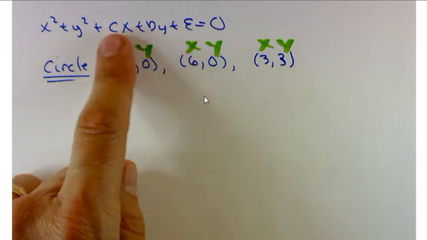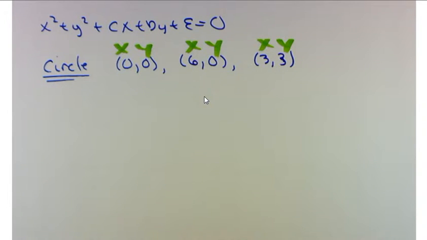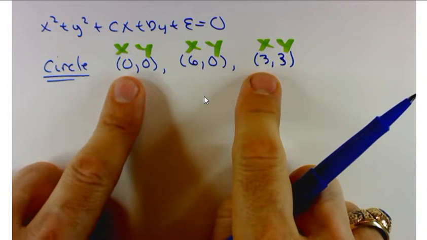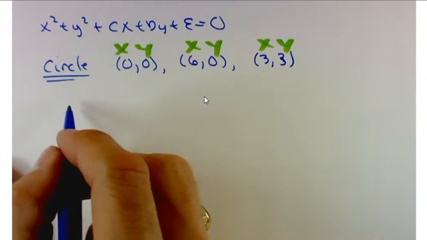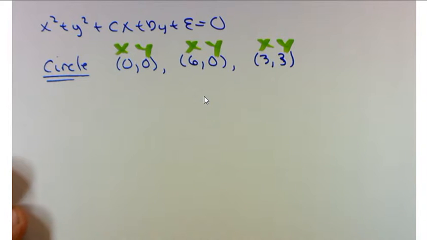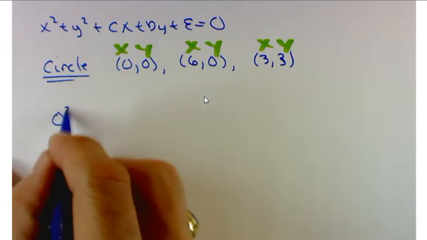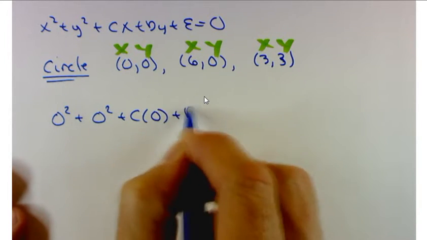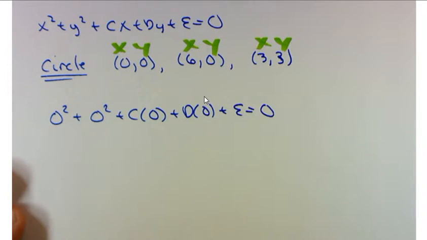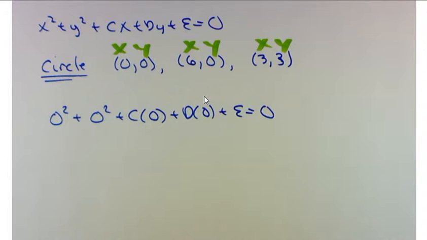Let's start with the first equation. If I plug in 0 for x and 0 for y, what equation will I get? Well, it'd be 0 squared plus 0 squared plus c times 0 plus d times 0 plus e equals 0. So that's plugging in 0. You get a lot of simplification on this one, don't you? This is the mother of all simplifications. What do you end up with? E equals 0. So that's one of our equations. We need 2 more.